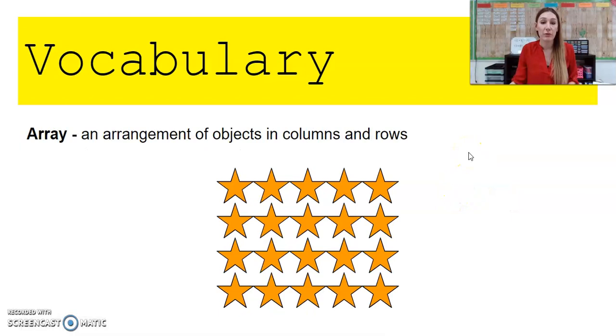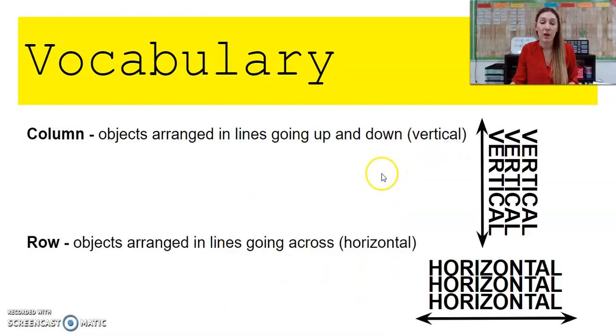An array is an arrangement of objects in columns and rows. A column are objects arranged in lines going up and down. So think of it like a column on a building. That column goes up and down and it supports that building so it doesn't fall down. A row are objects arranged in lines going across. So think of this like when you go to a football or a baseball game and you're sitting in the bleachers, you sit in rows next to one another.